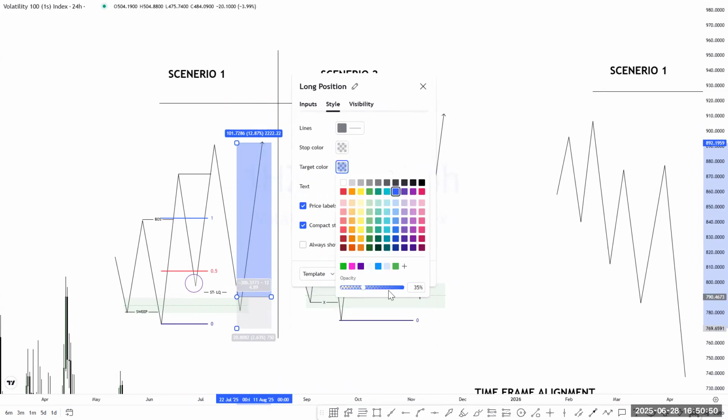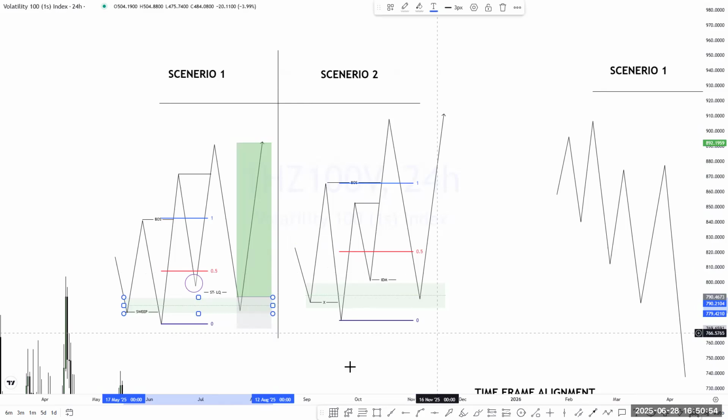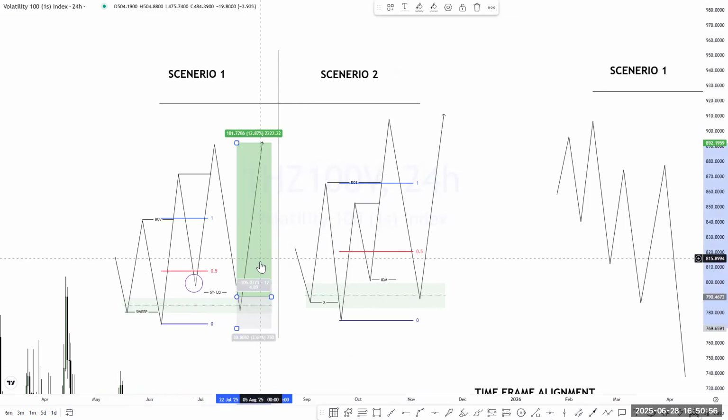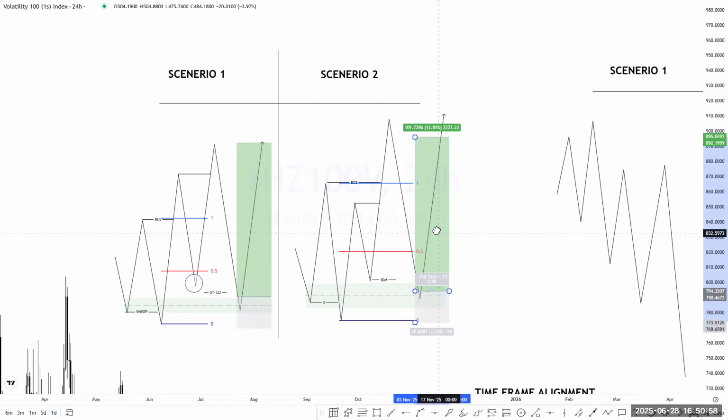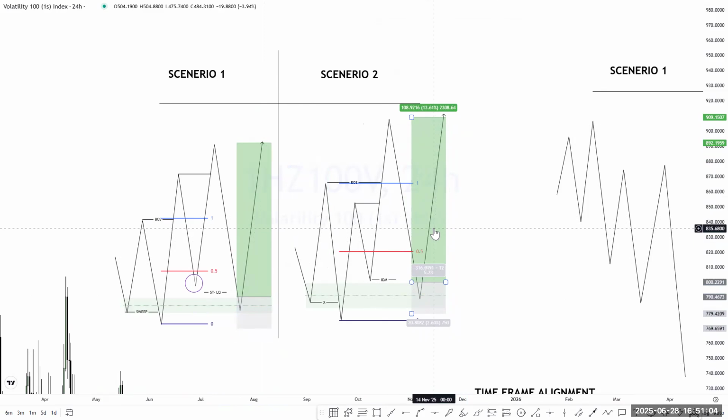So let me change the color. So this is your setup. The same thing is applicable to the second scenario. This is going to be your QML entry. And this is actually giving us 1:5.